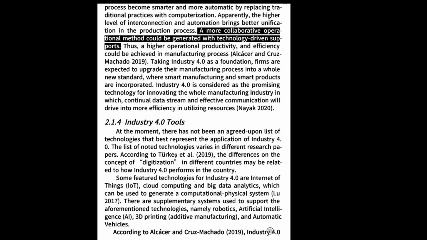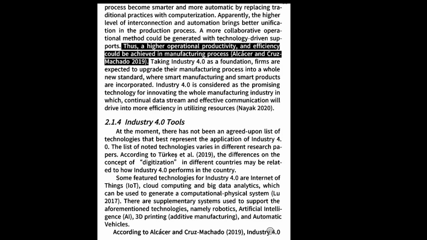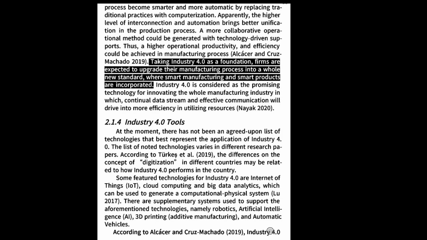A more collaborative operational method could be generated with technology-driven supports. Thus, a higher operational productivity and efficiency could be achieved in the manufacturing process (Alcácer and Cruz Machado, 2019). Taking Industry 4.0 as a foundation, firms are expected to upgrade their manufacturing process into a whole new standard, where smart manufacturing and smart products are incorporated.